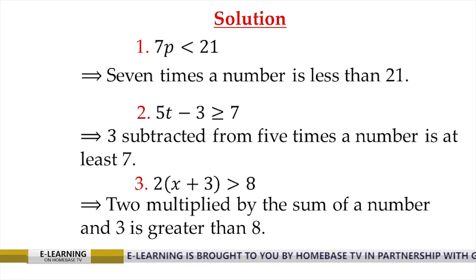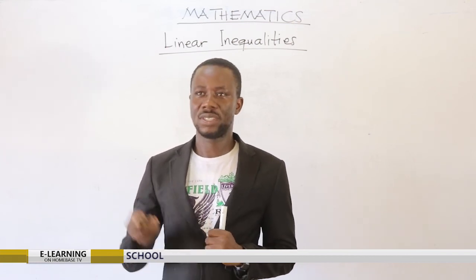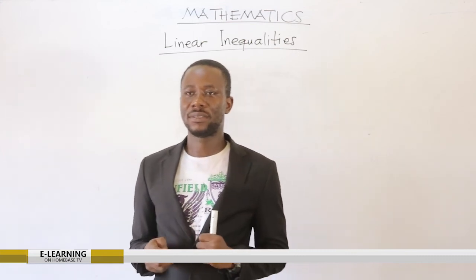Good. The third one, we have 2 into bracket x plus 3 bracket close is greater than 8. So 2 multiplied by the sum of a number and 3 is greater than 8. Good.